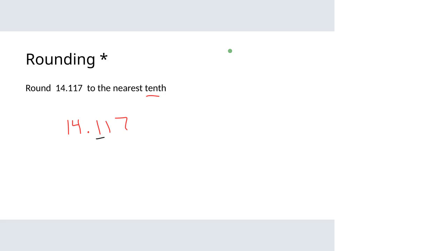Now, how to round, we look one space to the right. If the number there is 5 or larger, we round up. If it's 4 or lower, we round down.